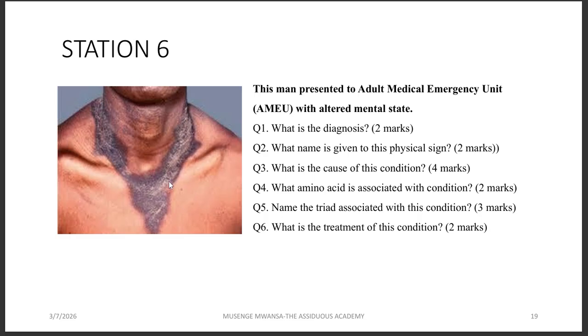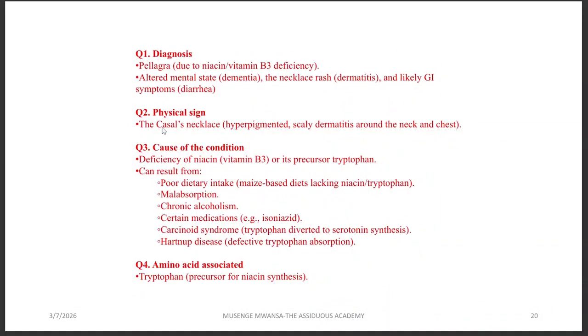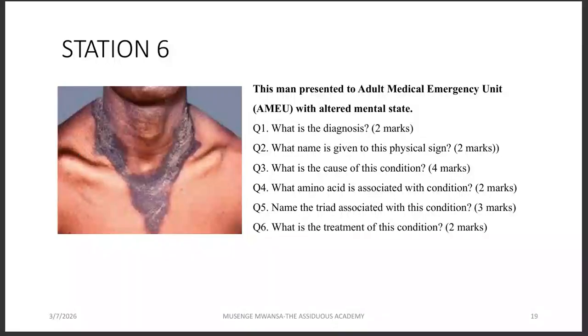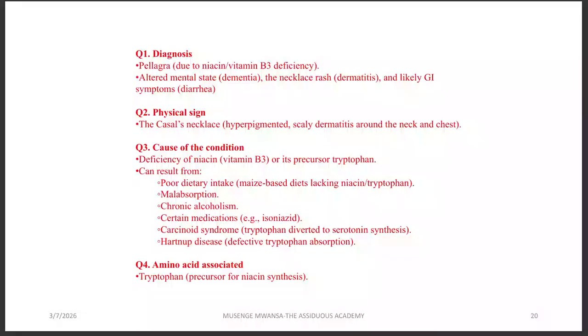When someone has niacin deficiency, vitamin B3 deficiency, this is actually a condition known as pellagra. The sign is known as Casal's necklace. It is a type of dermatitis around the neck. So, what is the cause of this condition? We've already mentioned it's a deficiency of vitamin B3, niacin. What amino acid is associated? Vitamin B3. All right, that's basically the same thing there.